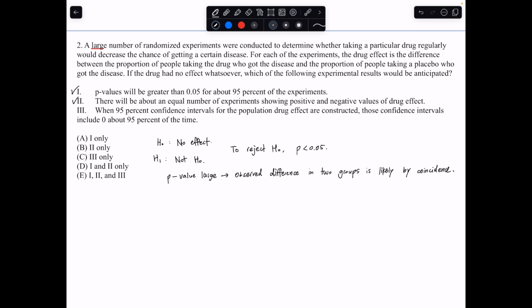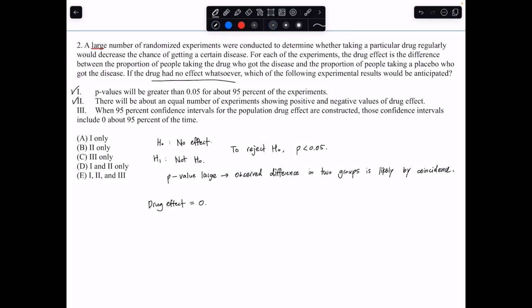All right, last one. When 95% confidence intervals for the population drug effect are constructed, those confidence intervals include 0 about 95% of the time. Now, let me write one more fact we can get from this problem, which is the drug had no effect, and so I'm going to say drug effect equals 0.